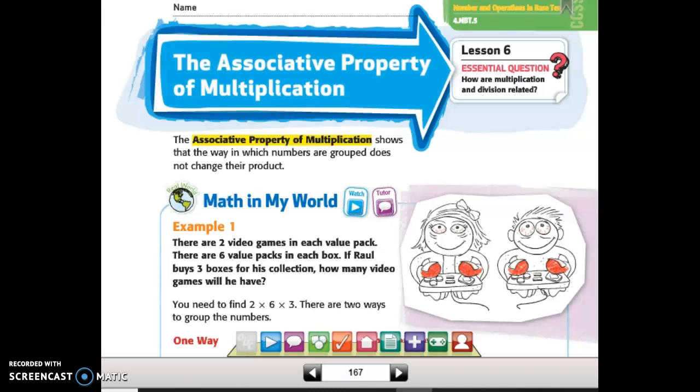We're on Chapter 3, Lesson 6, Essential Question: How are multiplication and division related? And we're going to talk about the associative property of multiplication.